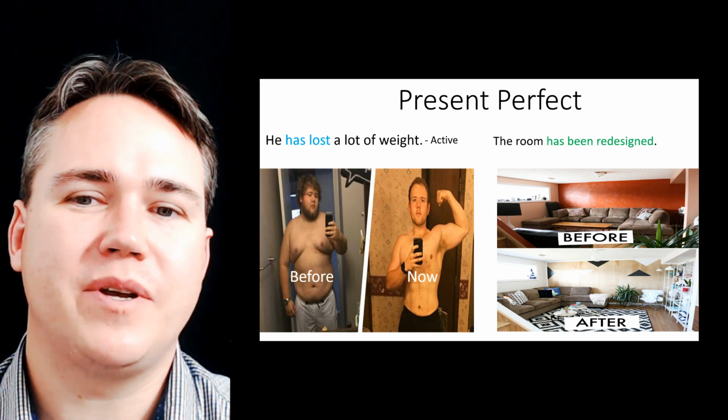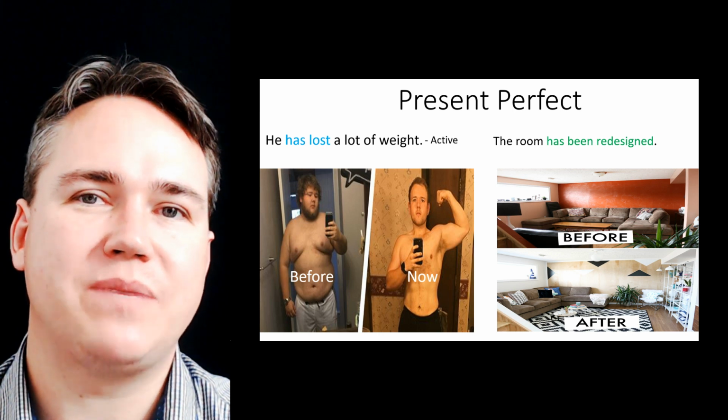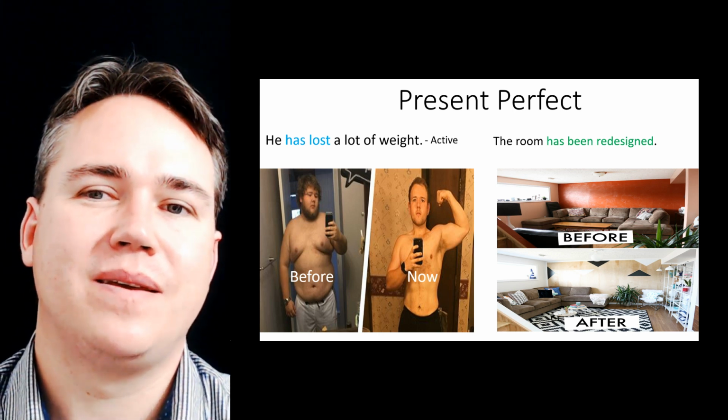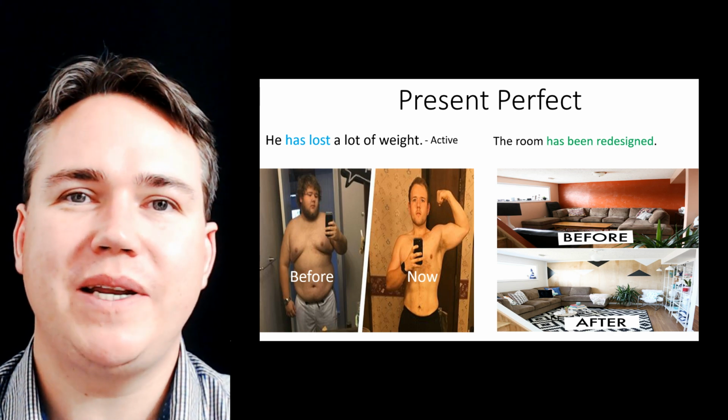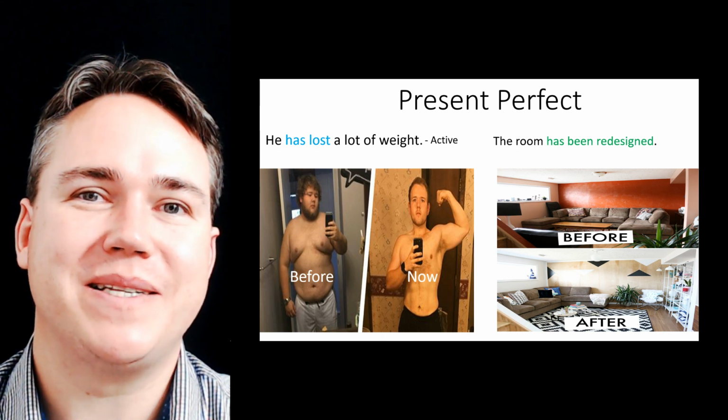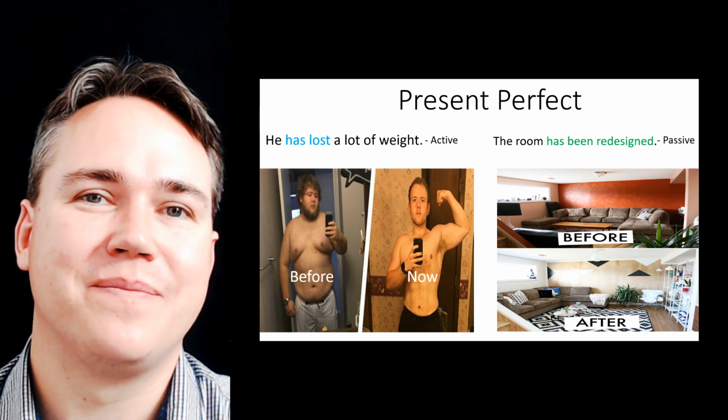And before it looked okay, but now it looks much better. Why does it look much better now? Because it has been redesigned. We don't know who redesigned it. It's not important to us. The important thing is it has been redesigned and now it looks much better.